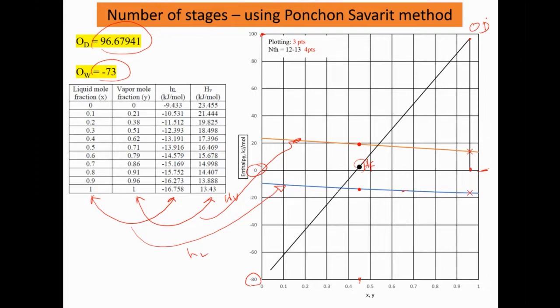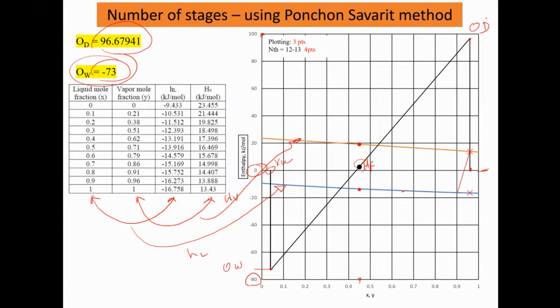And then you can connect these 2 points. You can get OW simply by crossing this. This is XW here, so this will represent OW, which is exactly or almost close to minus 73. Now you will start drawing this data.